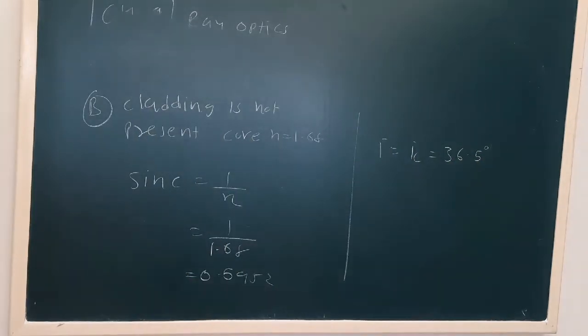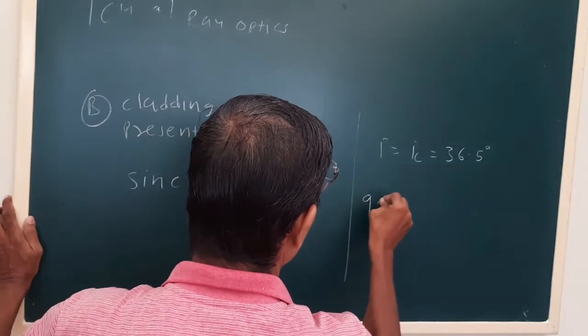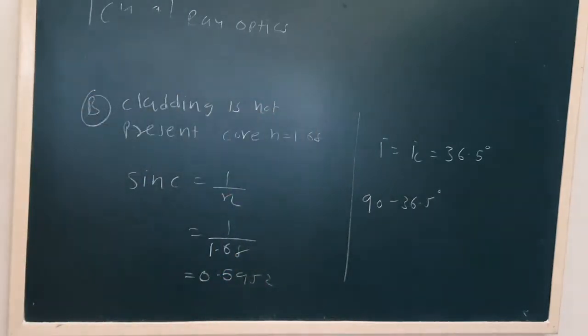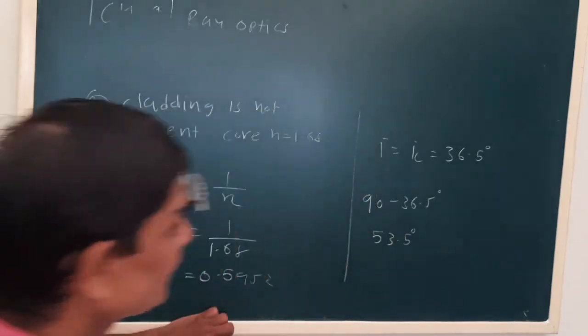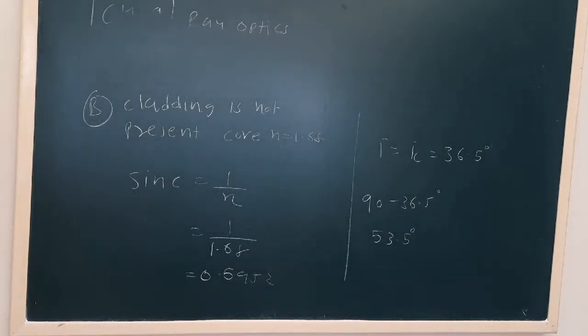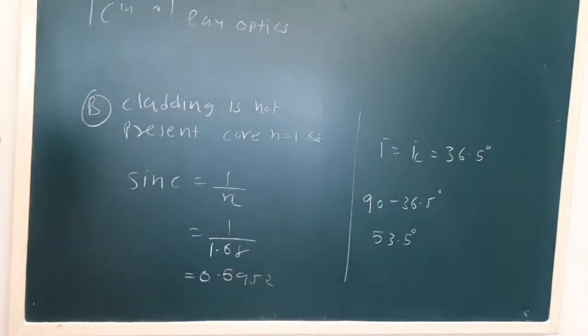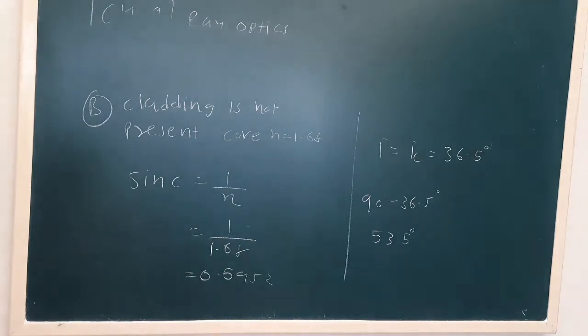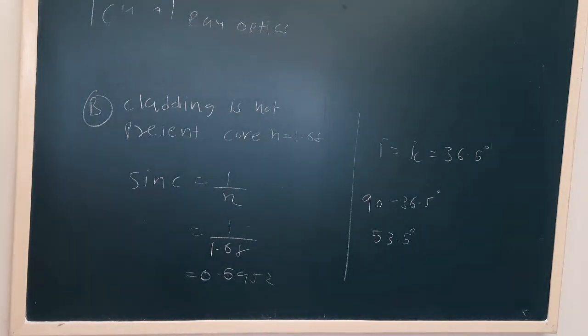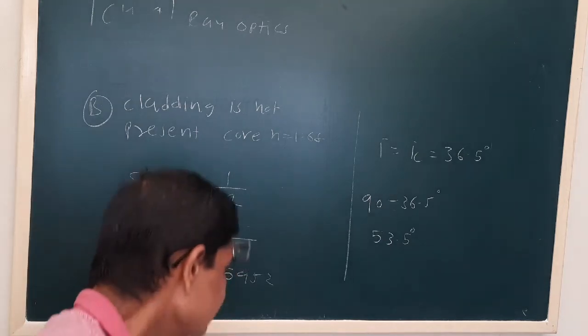Now what we have to obtain, R max or the maximum angle, will be 90 minus 36.5, which we can obtain as 53.5 degrees. Now this value is also less than 60 degrees. So here this value is more than the critical angle, so for any angle between 0 and 90 degrees, total internal reflection will take place. So this is about exercise sum number 9.17. Now next is exercise sum number 9.9.